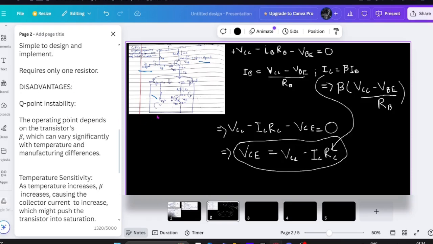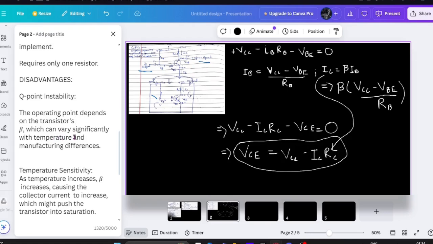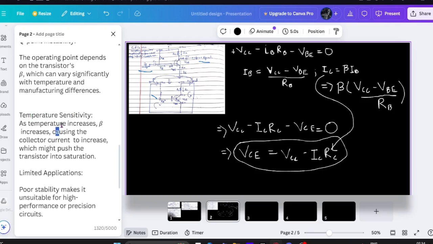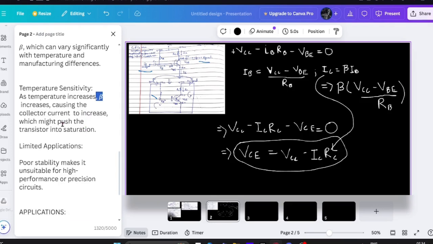The operating points depend on the transistor's beta, which can vary significantly with temperature, as it is temperature sensitive, which has been explored in this point as well. That as the temperature increases, beta increases, causing the collector current to increase, which might push the transistor into saturation.